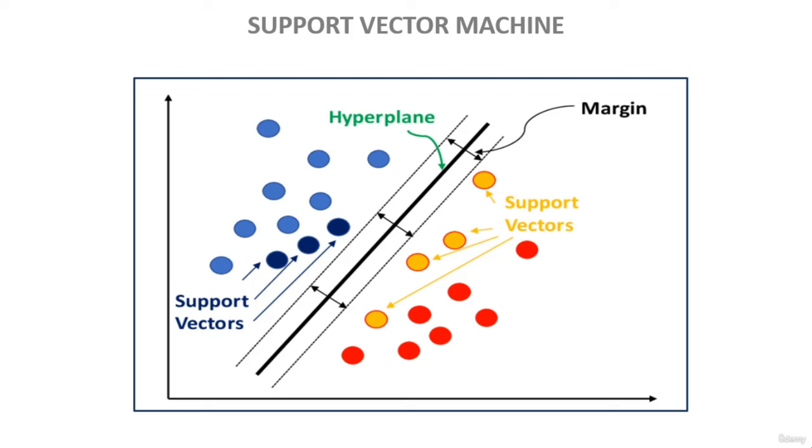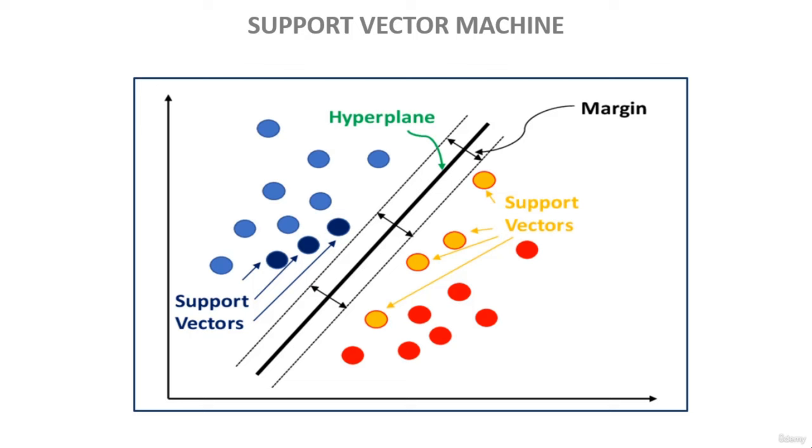So, while implementing a support vector machine or SVM, we plot each data item as a point in n-dimensional space, where n signifies the number of features you have, with the value of each feature being the value of a particular coordinate. Then, we perform classification by finding the hyperplane that differentiates the two classes very well, and support vectors are the coordinates of individual observation.